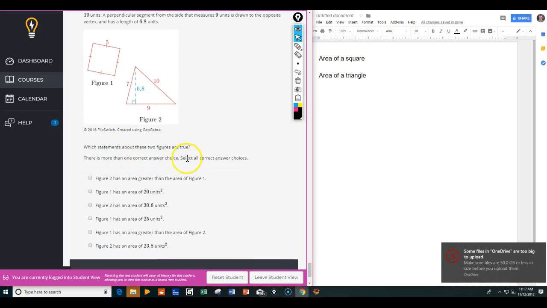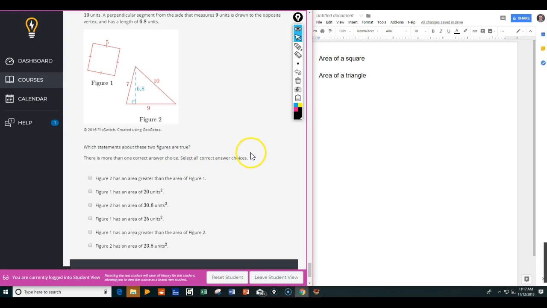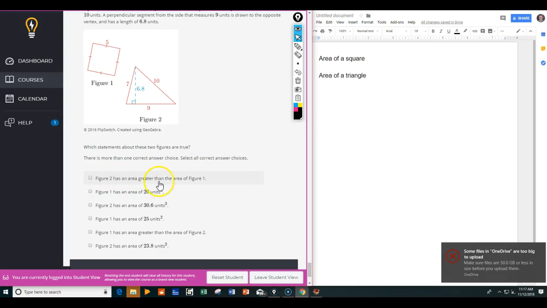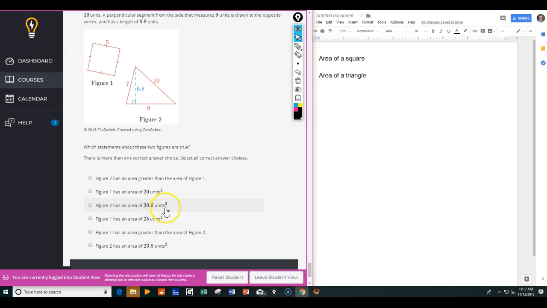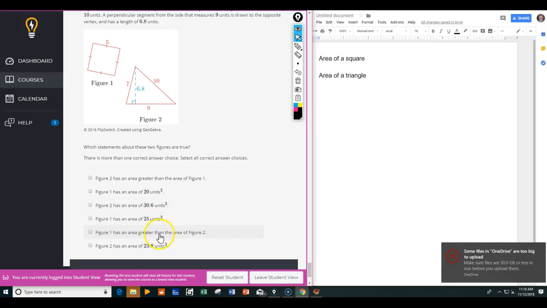There is more than one correct answer choice. Select all correct answer choices. Figure 2 has an area greater than the area of Figure 1. Figure 1 has an area of 20 units squared. Figure 2 has an area of 30.6 units squared. Figure 1 has an area of 25 units squared. Figure 1 has an area greater than the area of Figure 2, and Figure 2 has an area of 23.8 units squared.